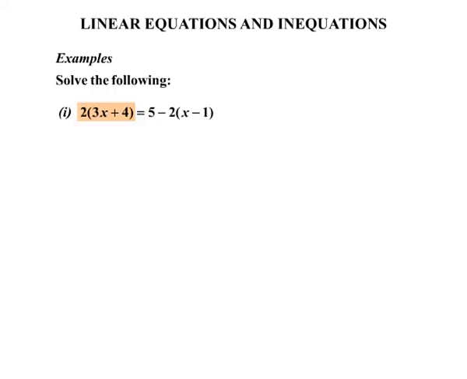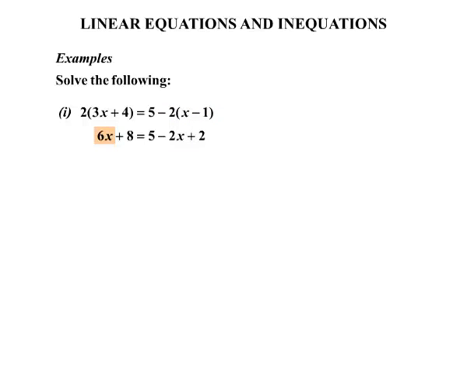So when we expand those brackets, 2 times everything inside the brackets, we get 6x plus 8. The equal sign then. Now that 5, well, that's not really affecting that bracket at all, so let's just write that down. Okay, expanding that, certainly that minus 2 out in the front of the bracket. So minus 2 times x is minus 2x. Then the minus 2 times minus 1 is positive 2.